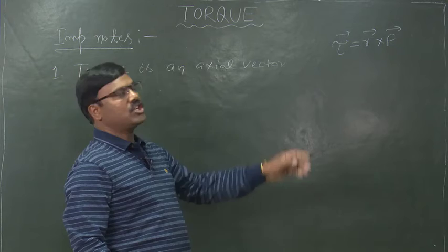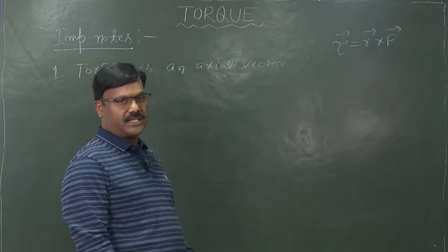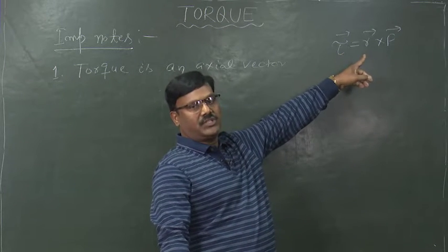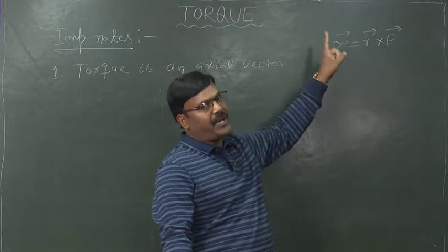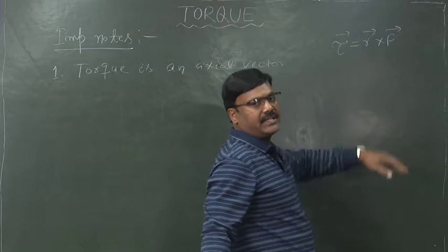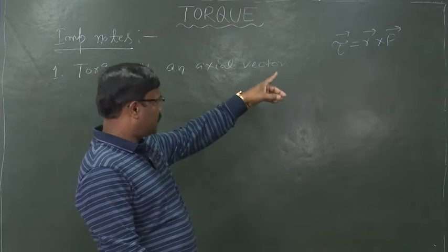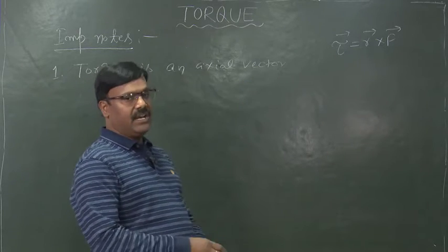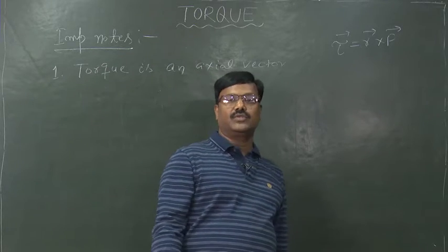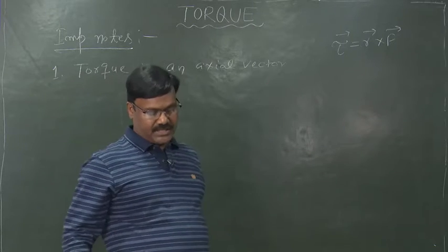That means the cross product of two vectors, and in the case of a cross product, the resultant vector has a direction perpendicular to the plane containing these two vectors, according to the right hand screw rule. That is why the direction of torque will be along the axis of rotation according to the right hand screw rule, whether it is clockwise or anti-clockwise.